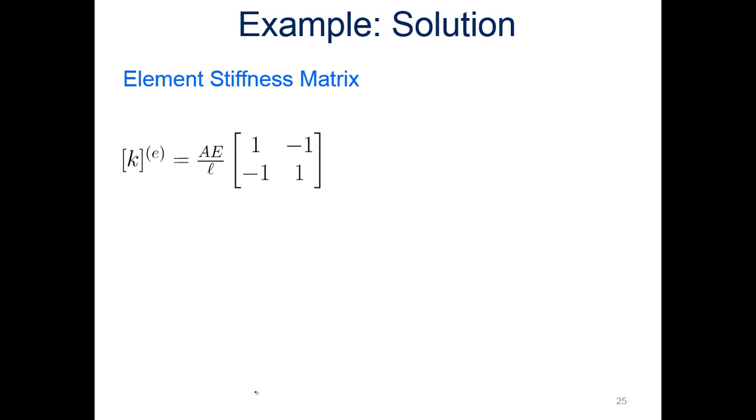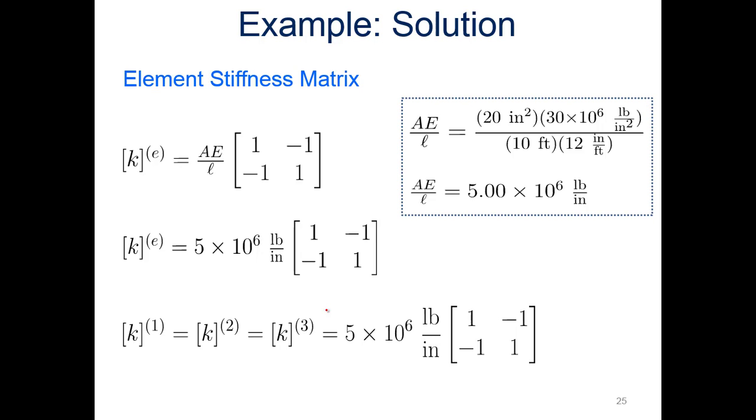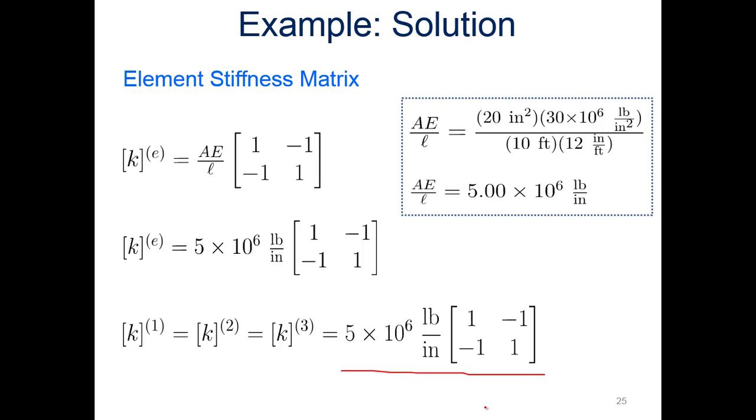All right, so we'll start out with the element stiffness matrix, which we just derived, right? AE over L. So we plug in our cross-sectional area and modulus over L, L being 10 feet, and we have to make sure our units stay consistent, so multiply that times 12 to get that into inches. So we get 5 times 10 to the 6th pounds per inch. So plugging that back in, we see that in all these cases, because the lengths are the same, the cross-sectional area is the same, and the modulus is the same, all these stiffness matrices are the same.